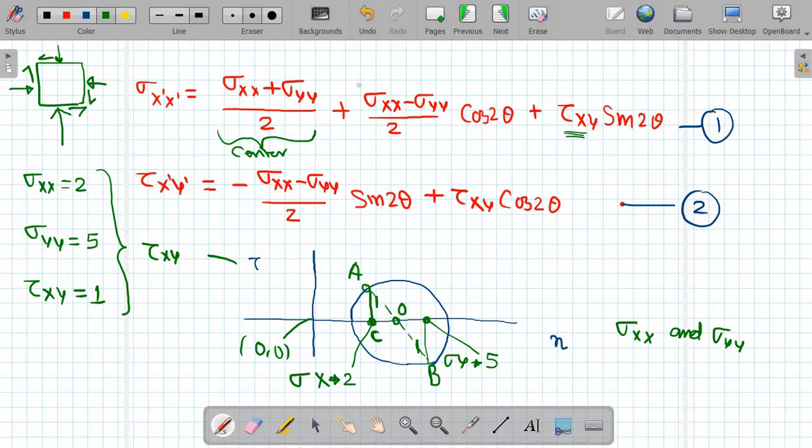And what is that? Sigma x minus sigma y by 2. Sigma x minus sigma y by 2 means half of this. You can say this is the radius, oh sorry, this is this segment CO. So, this is nothing but CO.